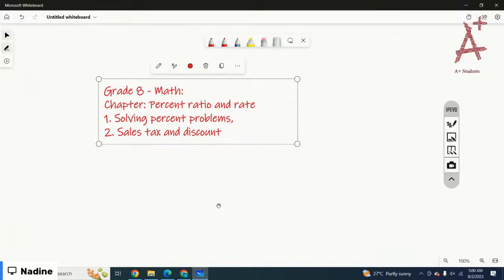We are here for grade 8 math. So we're working on the book Grade 8 Math Makes Sense, and we're working on chapter 5, that is percent, ratio and rate. We're going to start with lesson 5.3, that is solving percent problems, and 5.4, that is sales tax and discount. So let's just start with lesson 5.3, solving percent problems.